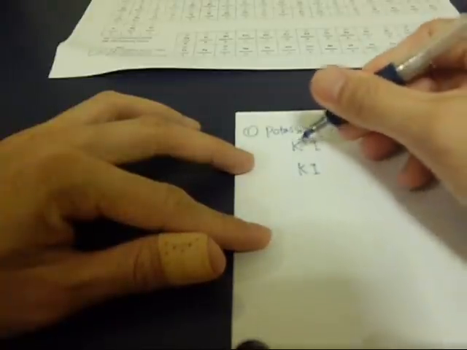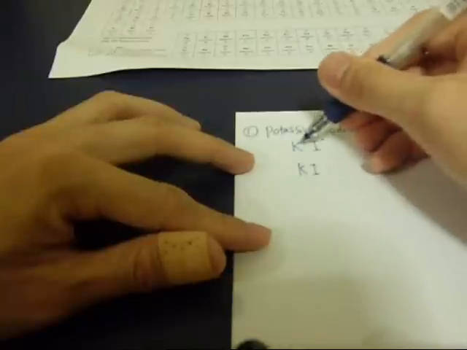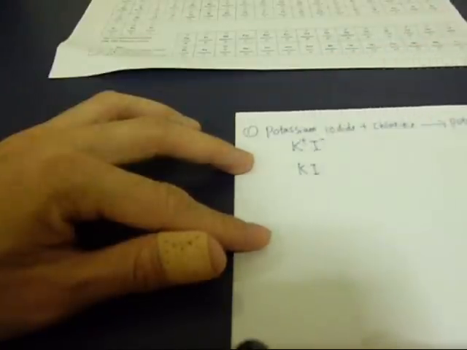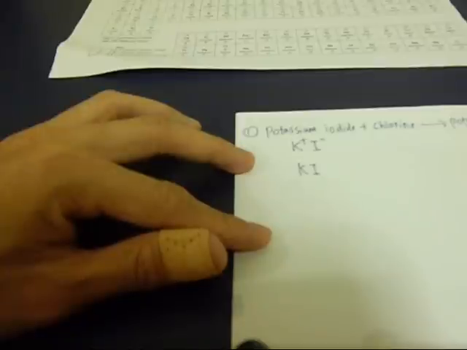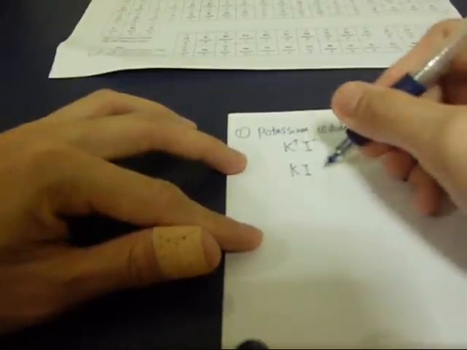Okay, you know the cross product, which we discussed in how to write chemical formula for ionic compound. Okay, there is a 1 minus, there is a 1 plus here, so 1, 1, and then you cross multiply, and that would give you K1I1, which is KI. Okay, so potassium iodide, the formula is KI.